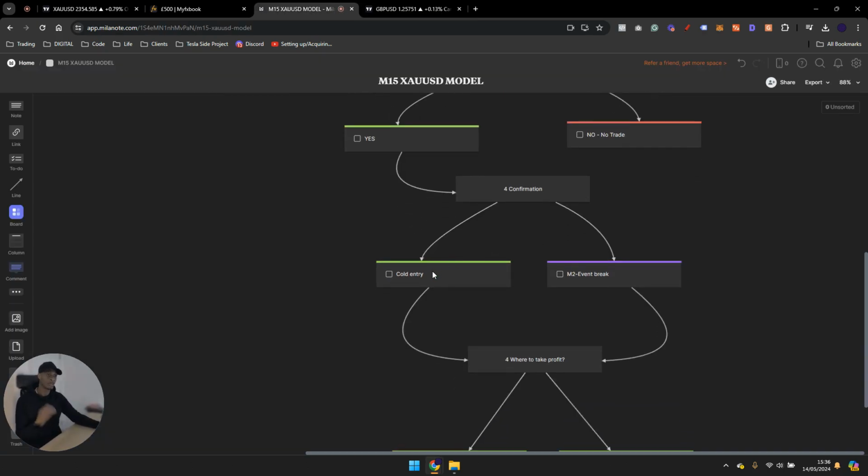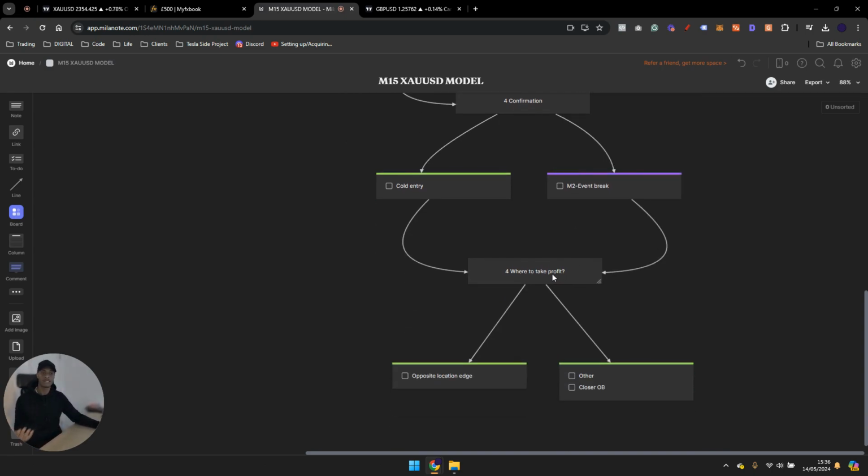Is the confirmation going to be a cold entry, meaning that M15 engulfing structure, has it got enough in terms of the risk? Does it qualify for your risk parameters so that you can just take it cold because you know you're in a sideways range? You could potentially take it cold instead of waiting for the M2 event break, or you're going to play the M2 event break. So you give yourself the options, and that's entirely up to you. That's where you decide.